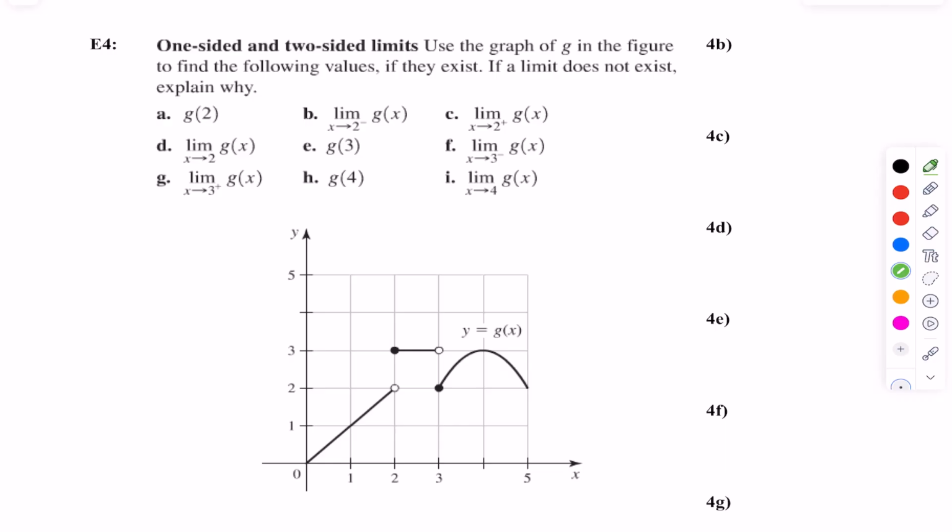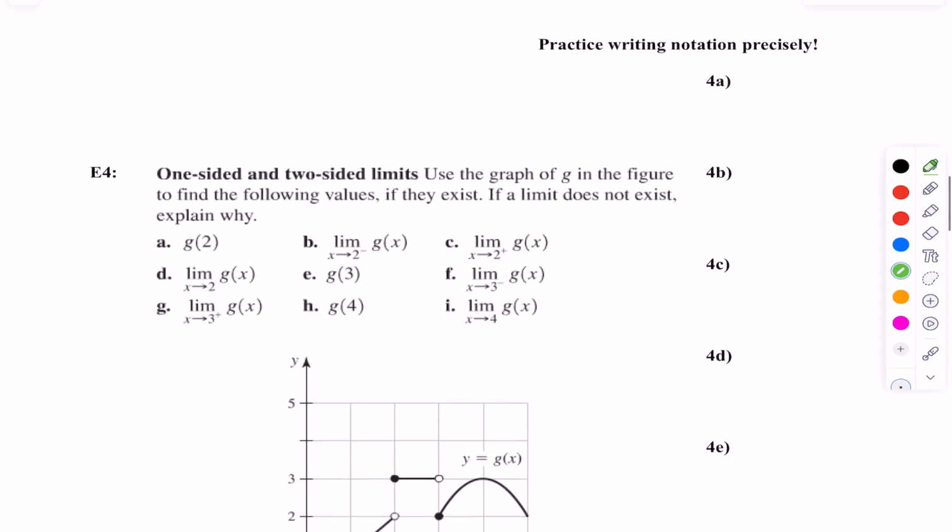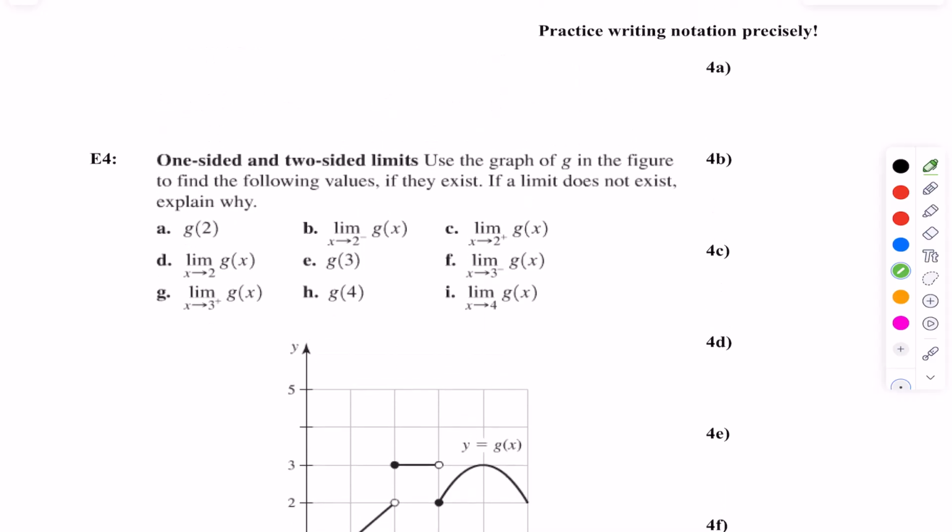All right, so here's an example with one-sided and two-sided limits. What you want to do here is use the graph of g in the figure to find the following values. If the limit does not exist, go ahead and try to explain why.